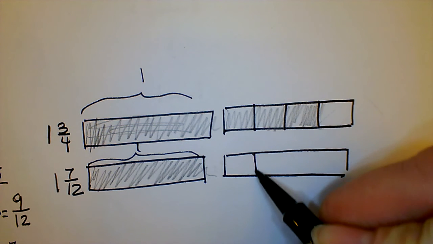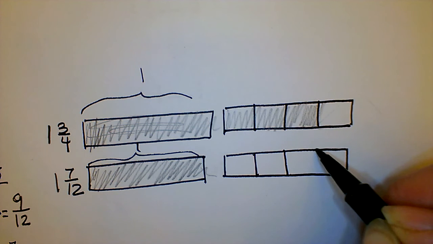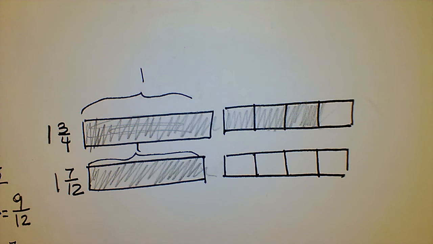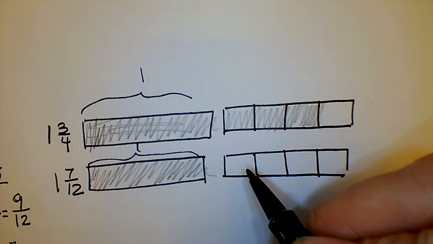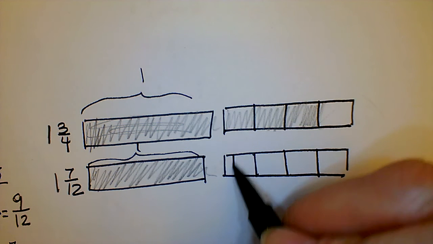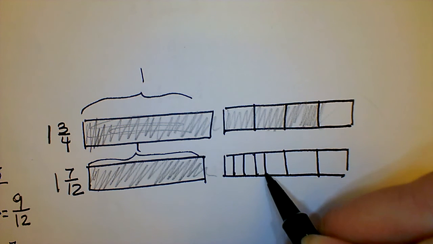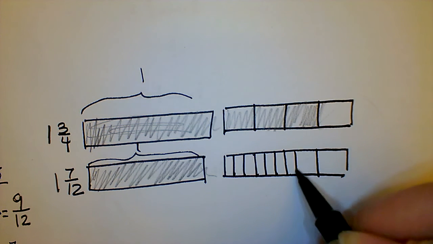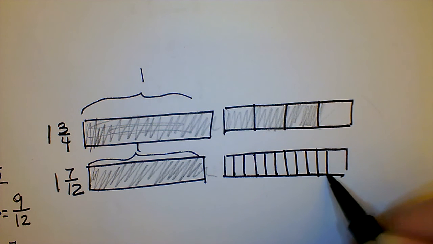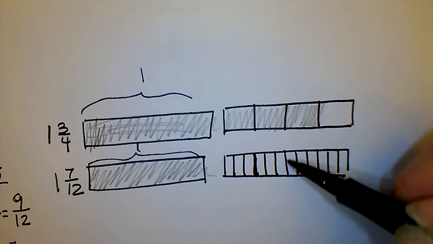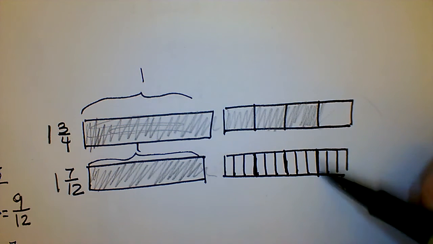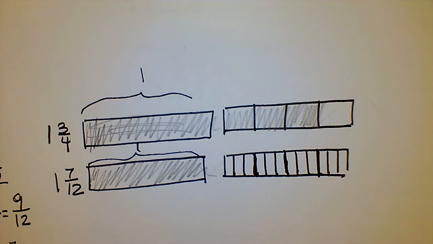If I'm doing 7/12, I can actually start out with those 4ths, but then I know that when I turn my 4ths into 12ths, I multiplied by 3 before, so I have to turn each one of these into 3 sections. So you can see I'm making 3 in each of them. I don't know if you can still see where those 4ths were, but I'm just going to emphasize those for you. But these are really 12ths.